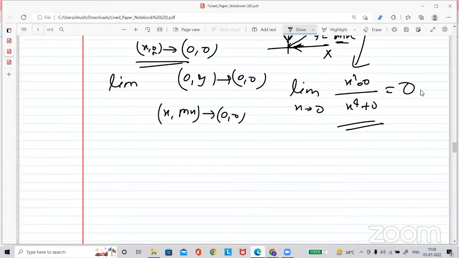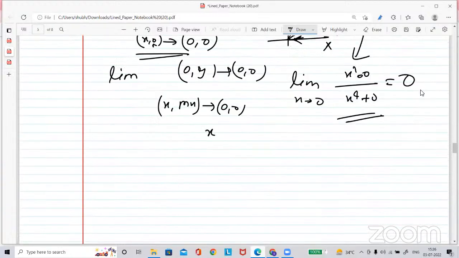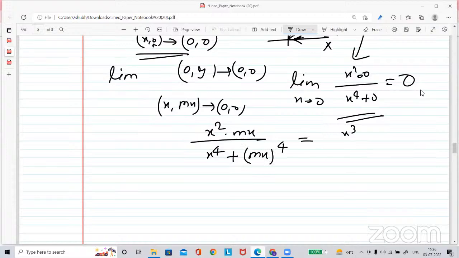Now substitute in that equation. So x squared as it is, and y is mx here, so m x cube upon x to the power 4 plus y is exactly mx, to the power 4. Now this is m x cube. Now take x to the power 4 common, so it is going to be 1 plus m to the power 4.